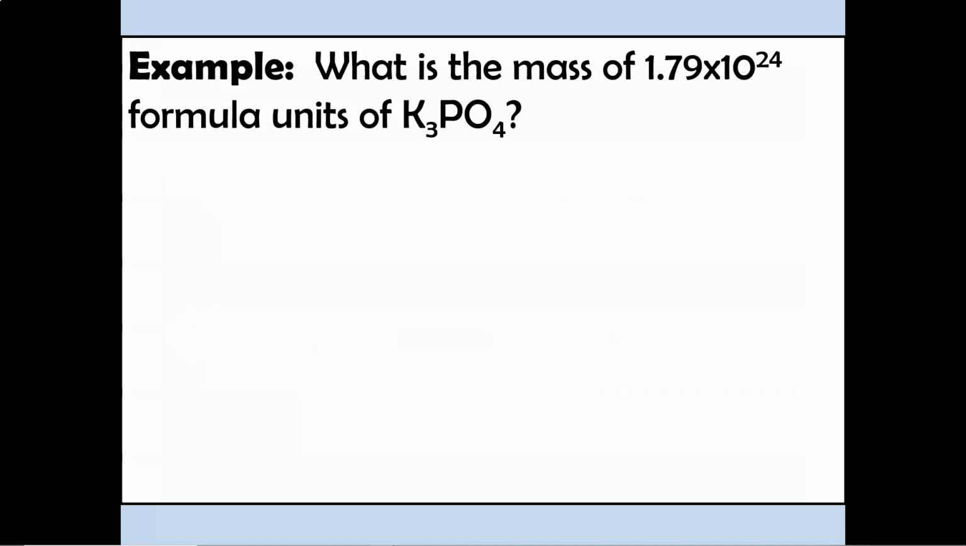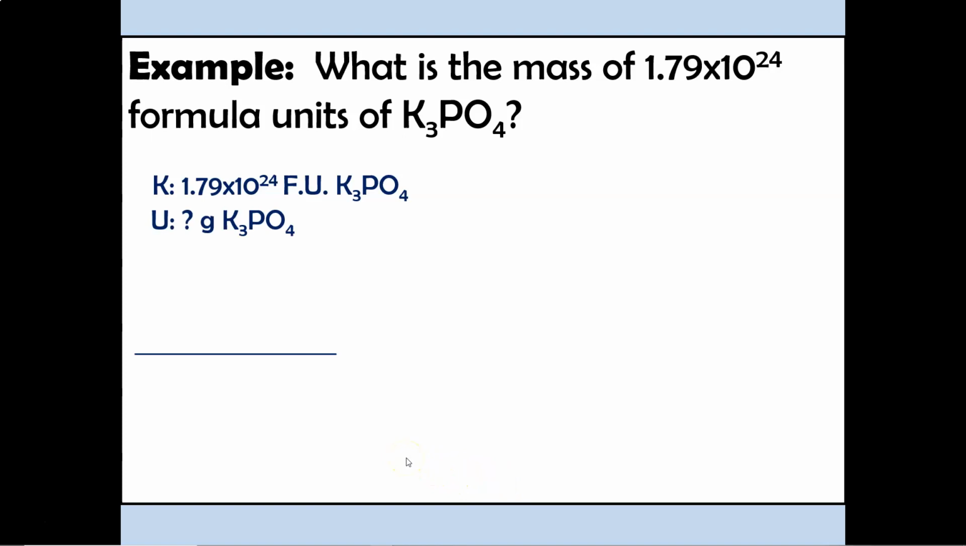And as always, here's an example. This question says, what is the mass of 1.79 times 10 to the 24th formula units of potassium phosphate? I like to break my problem up into the known and the unknown. So I know that I have 1.79 times 10 to the 24th formula units of that substance. And what I'm trying to solve for is mass of the substance.